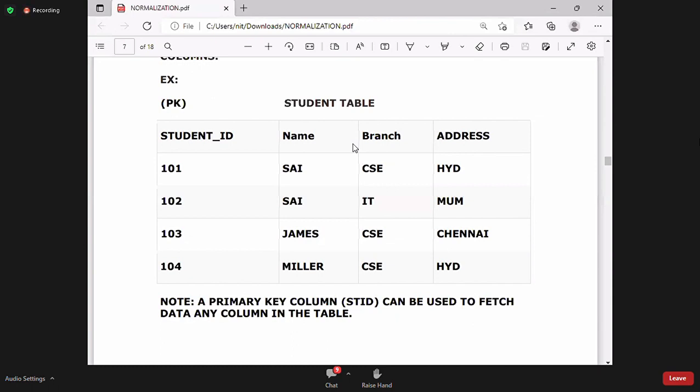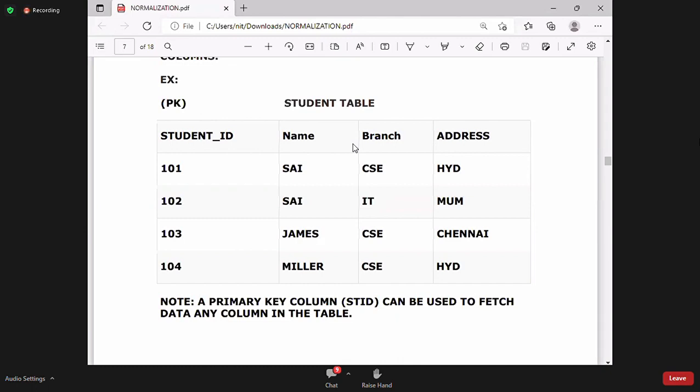Name depends on ID. Branch depends on ID. Address depends on ID. So all depend on ID. And what type is ID? Primary key type. That's why all columns here depend on the key column. That means in this table we have fully dependent columns only, not partial. So when you don't have partial dependency columns in your table, then you don't need to do anything on this table. Take this table design as it is and give it to the developer, because there is nothing problematic in this.